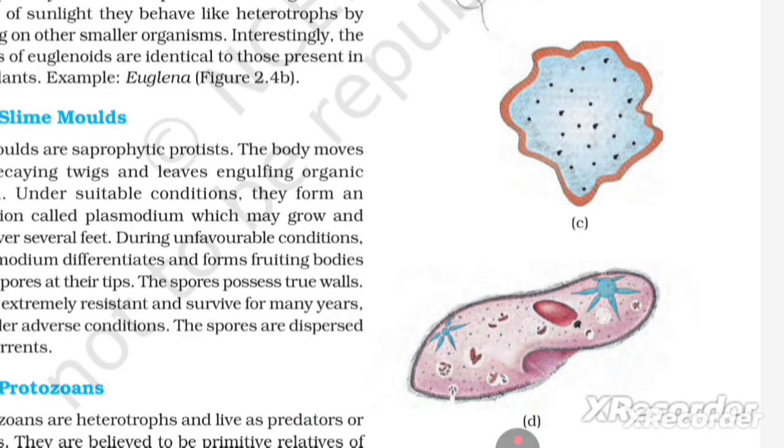Slime molds. Slime molds are saprophytic protists. The body moves along decaying twigs and leaves, engulfing organic material. Under suitable conditions, they form an aggregate called plasmodium, which may grow and spread over several feet.